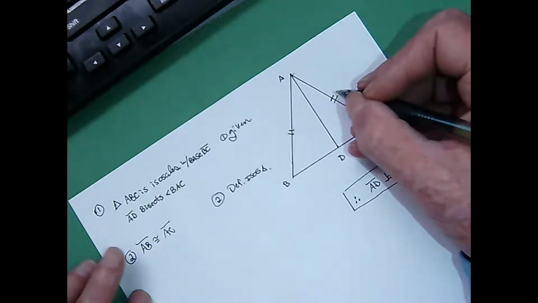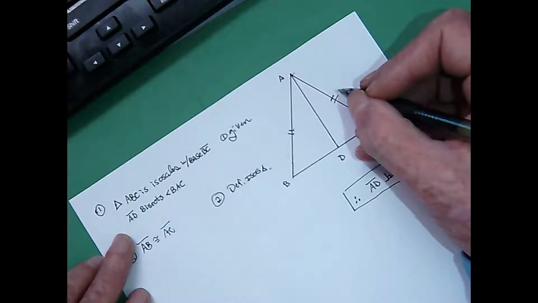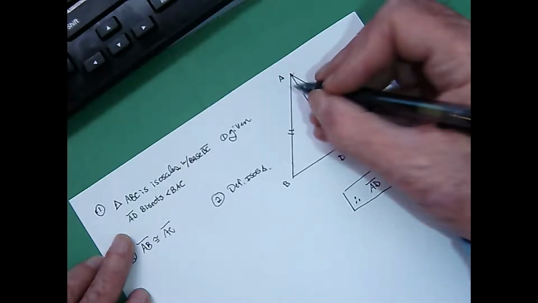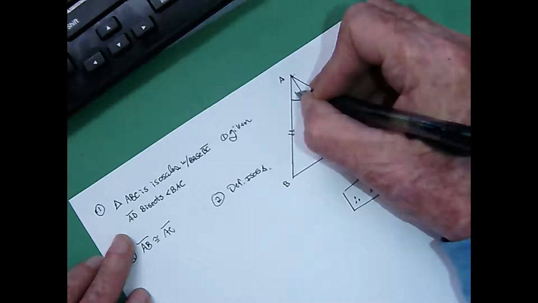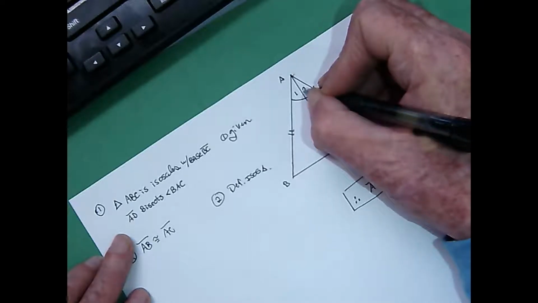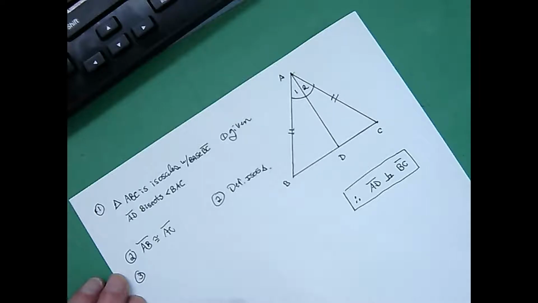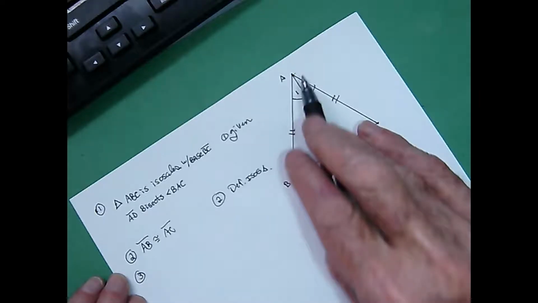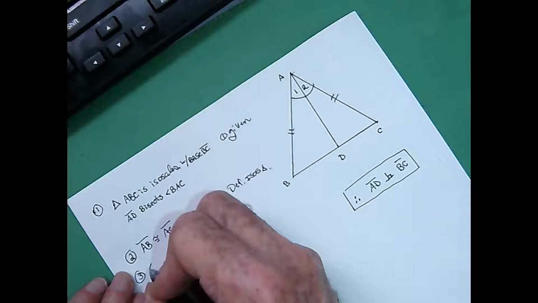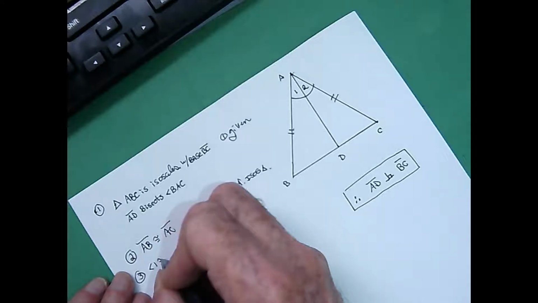And AD bisects angle BAC. Now, if this is an angle bisector, we've got to talk about these angles up there. We call them angle 1 and angle 2. And I hope you can agree with me right away that those angles have to be congruent. If AD is an angle bisector, it divides this angle into 2 congruent parts. Angle 1 is congruent with angle 2.